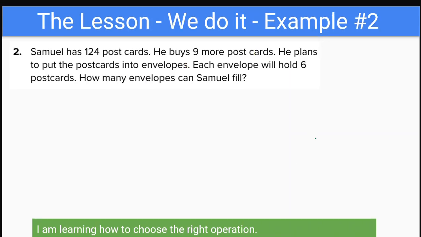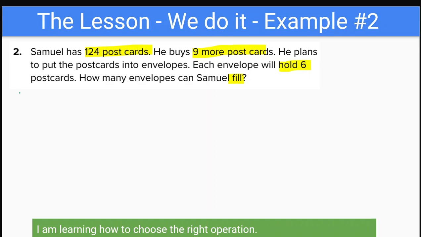Okay, so here it is again. Samuel has 124 postcards. Let's get the highlighter out. He buys 9 more. It sounds like we're going to add those to how many he has. He plans to put the postcards into envelopes. Each envelope will hold 6. How many envelopes can he fill? Okay, this is how many are going to be full. All right, well, let's get the pen out for this also.